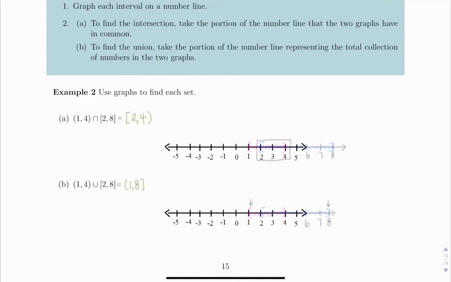So let's use the graphs to find each set. We have (1, 4) with parentheses, intersect [2, 8] with square brackets. I'm going to use pink to represent (1, 4). So we have parentheses on 1 and on 4, and we just have our line in between. And I'm going to use blue to represent [2, 8]. Let's just extend this out here a little bit. We've got 6, 7, and 8.